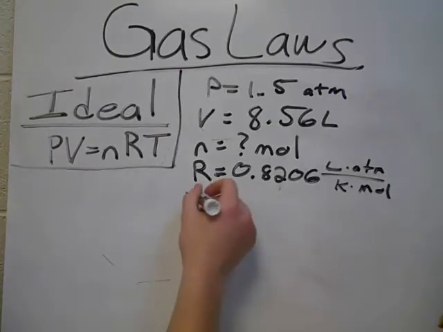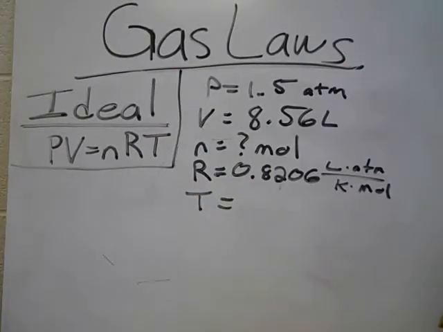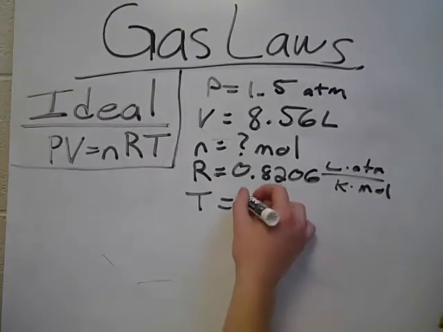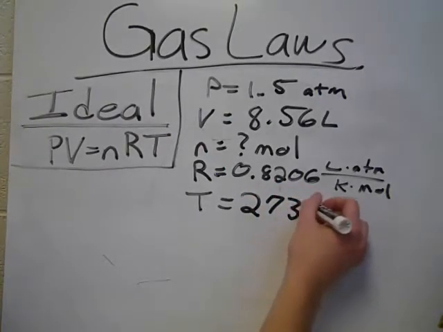And then T is equal to, even though it says 0 degrees Celsius in the problem, every single gas law problem has to be in the Kelvin scale, which is really super important. Because if you forget that, you're going to get all the answers wrong. So you have to make sure it's Kelvin, and to get Kelvin, you add 273 to whatever your Celsius degrees is. So since it's 0 degrees Celsius, it's 273 Kelvin.